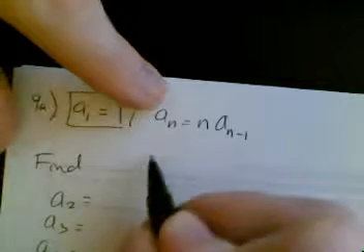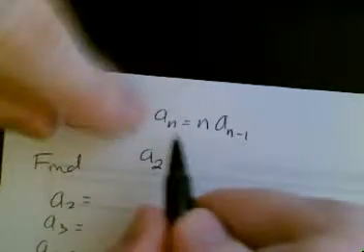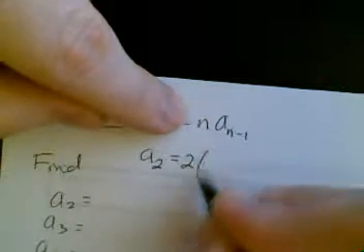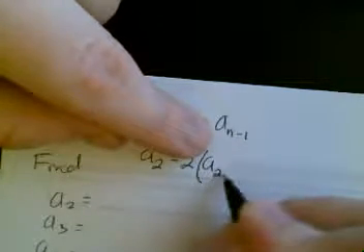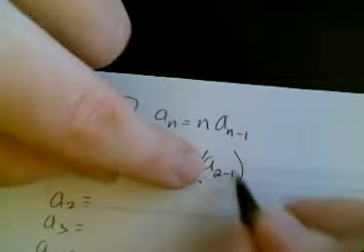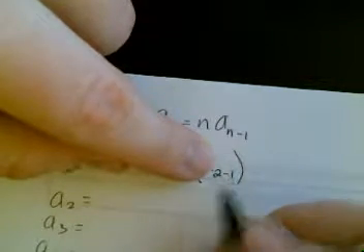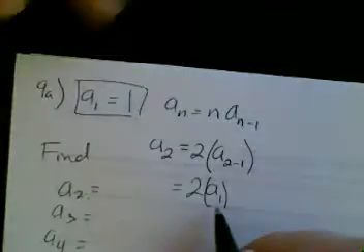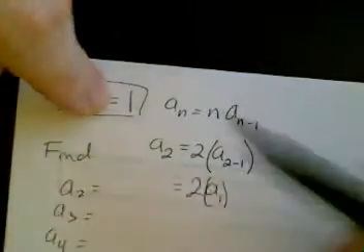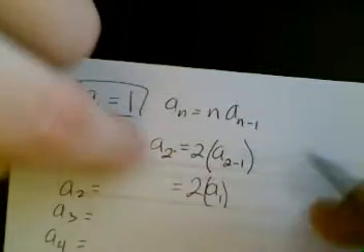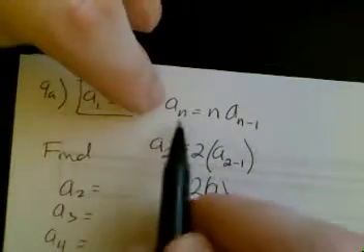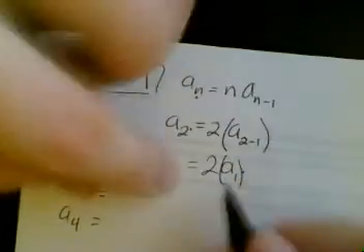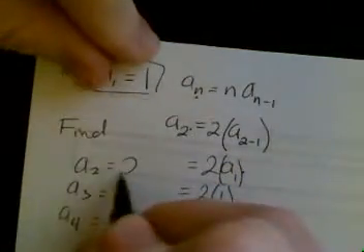What if I wanted to find a sub 2? Well, let me plug in 2 for all of my n's. This n will be replaced with a 2, and my a sub 2 minus 1. Well, what is a sub 2 minus 1? I can do the math in the sub notation. This 2 minus 1 is just a 1. So this is going to be 2 times a sub 1. What's a sub 1? They gave me that. That's why they gave it to me. Again, the next term is defined in some way by its previous term. The nth term is determined in some way by the nth minus 1 term. So this is going to be equal to 2 times 1, which is therefore 2. A sub 2 is simply 2.